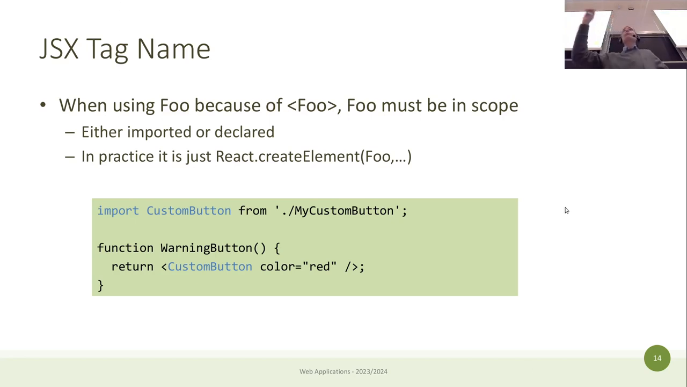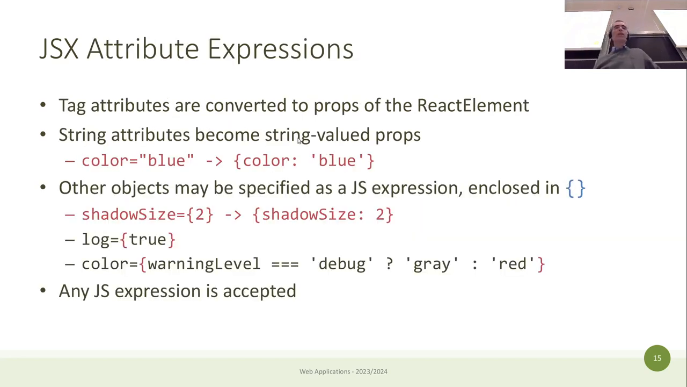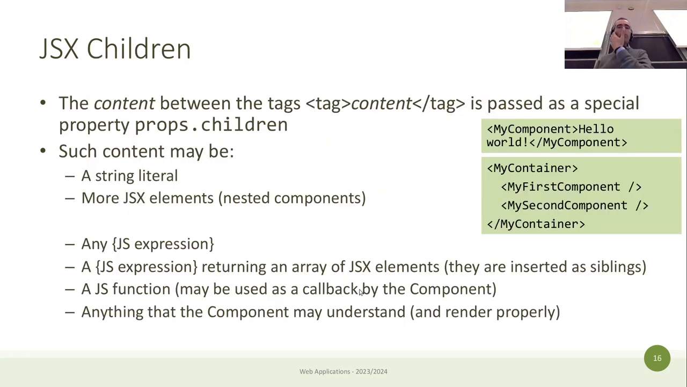So everything needs to be defined in the scope or imported. Attributes, I already told you, you can use strings or you can use curly brackets and use a JavaScript value, that means a number or true, false, or in general any JavaScript expression. Of course, something that has a value, you cannot just create a function and write code. It should be an expression that has a certain value, either a string, Boolean or number. An expression is accepted, not code.